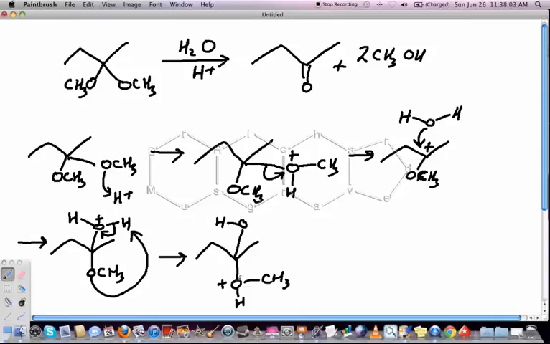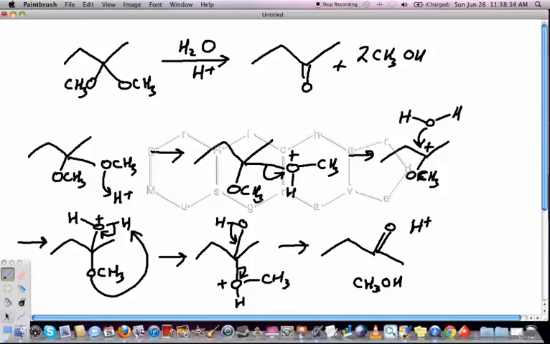Alright, so now we've got our alcohol group protonated. It can now leave. And I'm actually going to have it leave simultaneously with the formation of our ketone group. Okay, so that's one way of doing it.